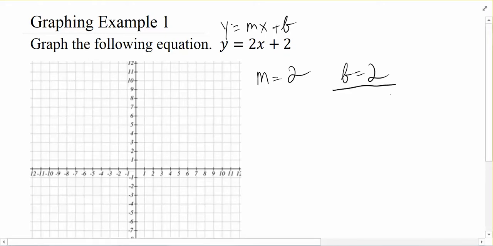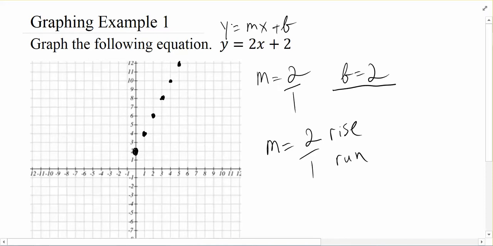The y-intercept tells me where to start. It says start at (0, 2). Start at a y-intercept of 2. The slope of 2 over 1 says rise by 2 and run by 1. So from that ordered pair, we could go up 2 and over 1. And we could do that again, and again, and again, as many times as we want.